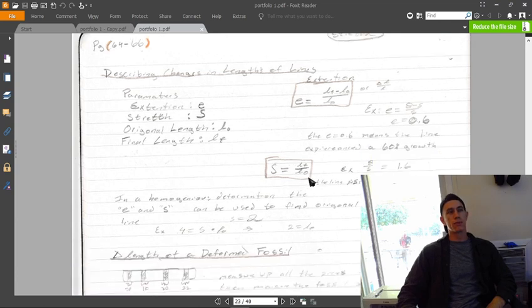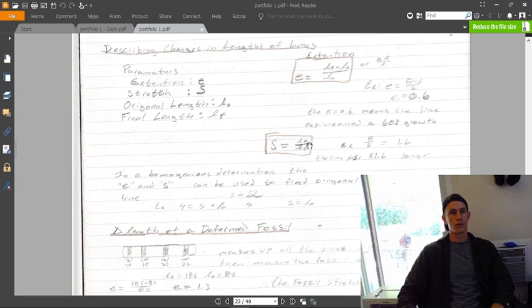So down here, describing changes in lengths of lines, we have extension and stretch, where extension is basically the percentage of change that it underwent, where you do the final length minus the initial length, divided by the initial length, which gives you a percentage. So this one would be like 60%. It means that the line experienced a 60% growth, like it gained that much. Like 8 minus 5 divided by 5, 8 is 60% larger.